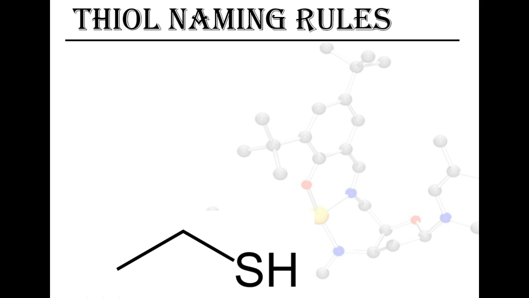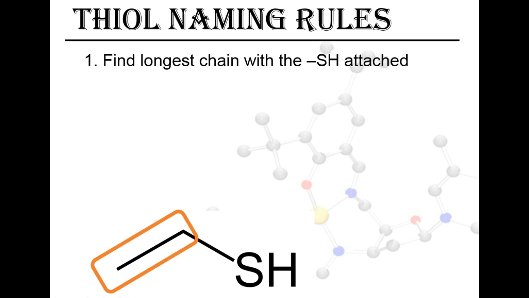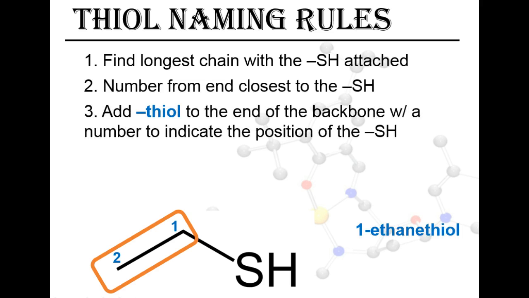Alright, thiol naming rules. It's going to look a lot like the alcohol naming rules with one minor change. First, we're going to find the longest carbon chain. In this case, we have 2 carbons, and we're going to name that with the backbone. So we have ethane, and then the thiol is coming off the first carbon. All that you do for this one is put the number where the thiol is, add the backbone, which is ethane, and then you just write the word thiol after it. Pretty simple, pretty straight to the point.